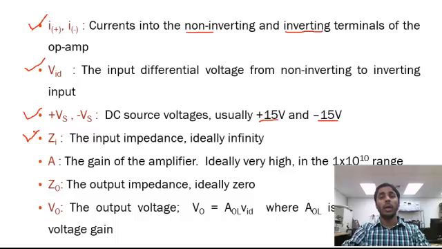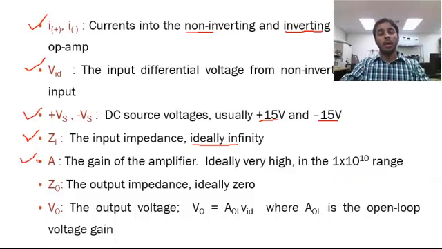So if I'm looking from the input point of view, the impedance, or the total resistance, is a combination of resistance and the internal capacitance. It's going to be treated as an impedance. So input impedance, for an ideal op-amp, should be infinite so that we are not going to load the source. So A is the gain of an amplifier.